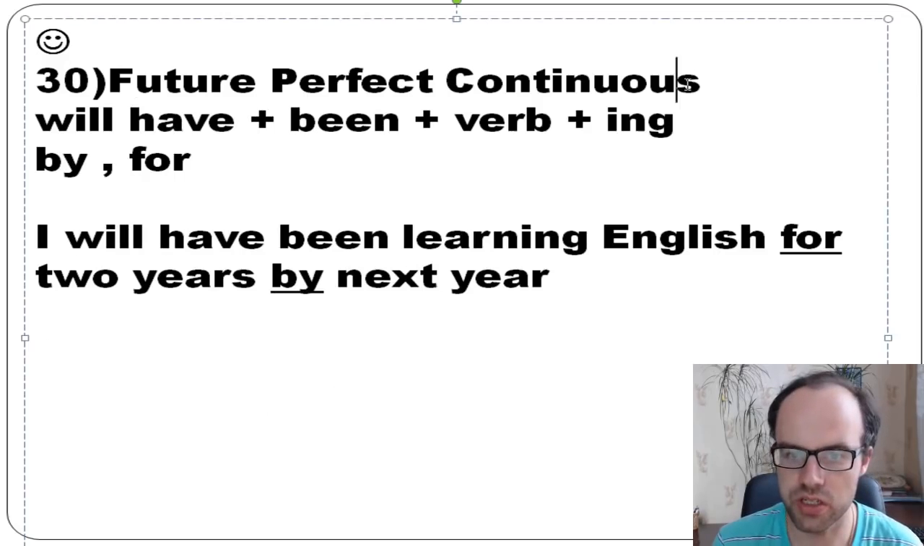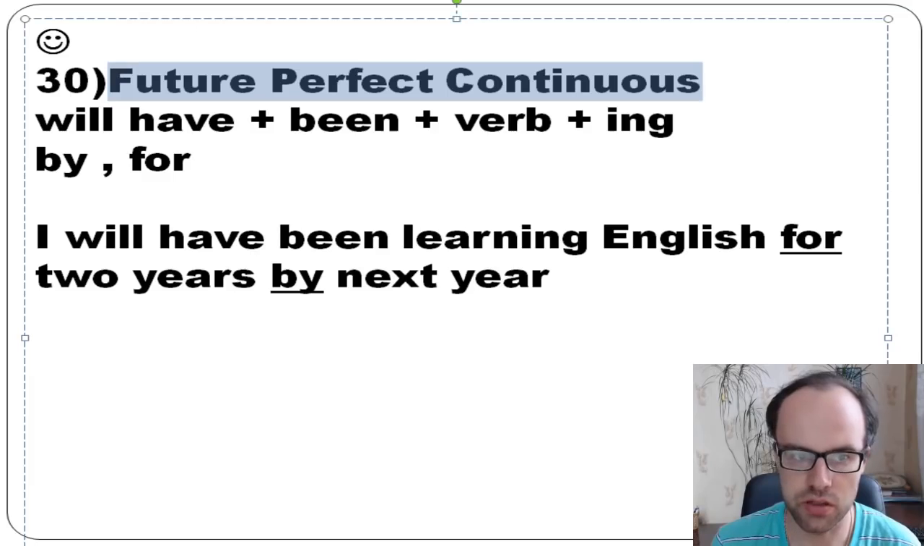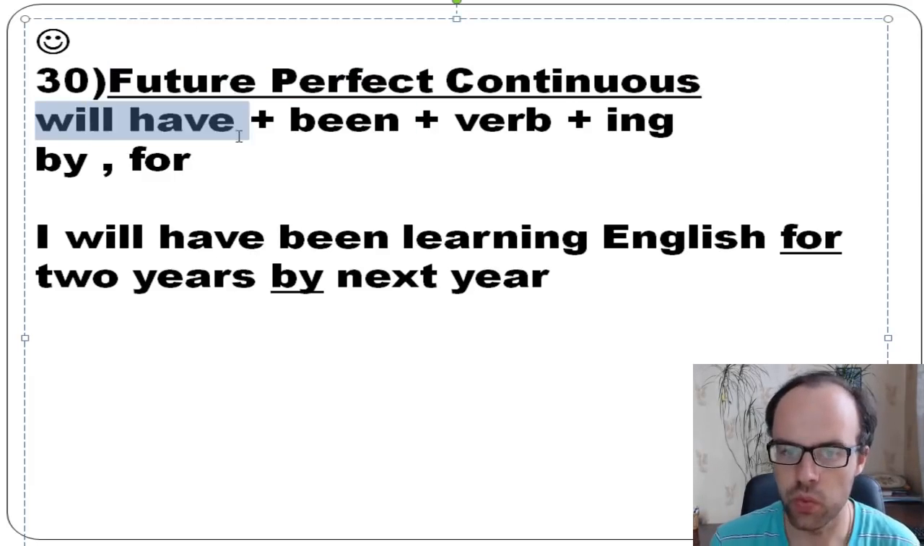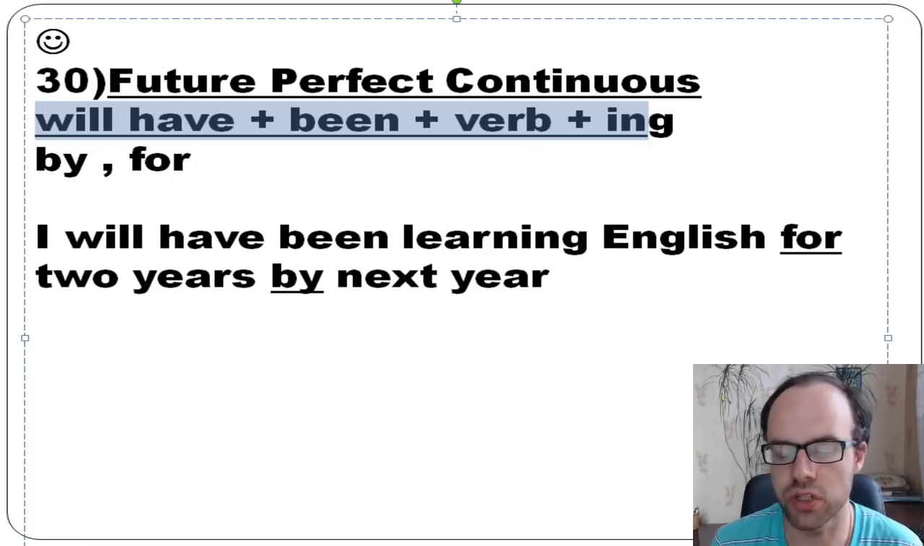Okay, next. Future perfect continuous. Well, we form it this way, will have been plus verb plus ing. So it's about the future again. Please have a look at our videos on English grammar or on English tenses, and you'll see more examples. So have a look at our playlists.